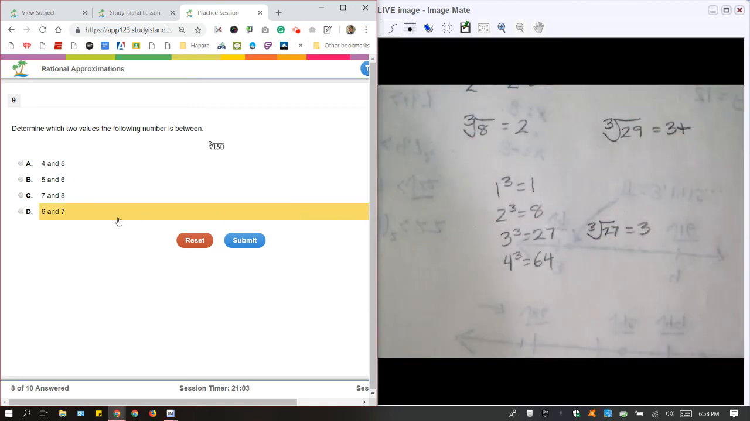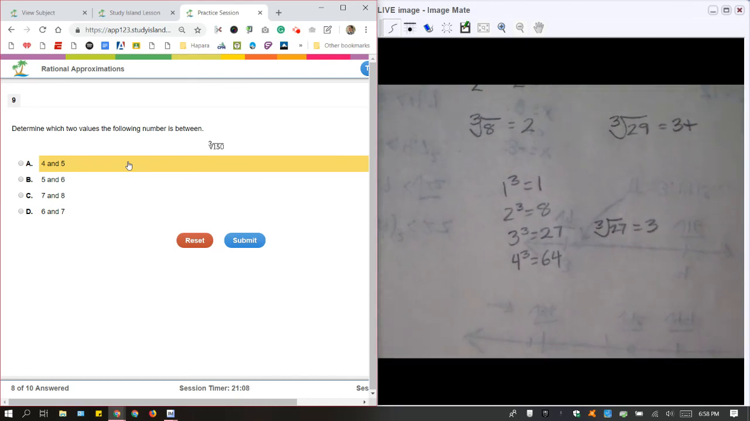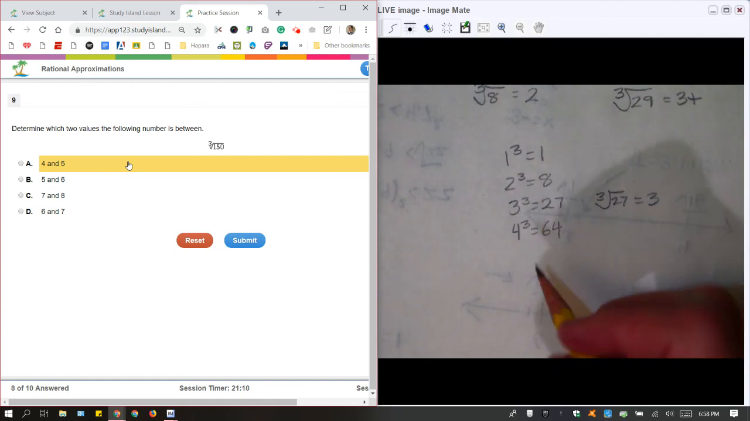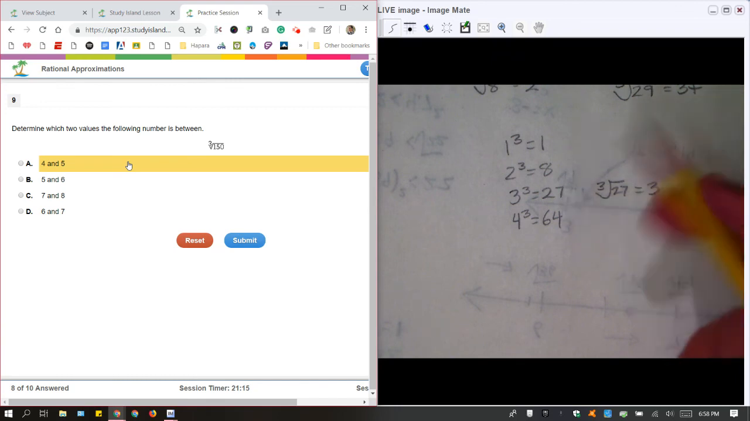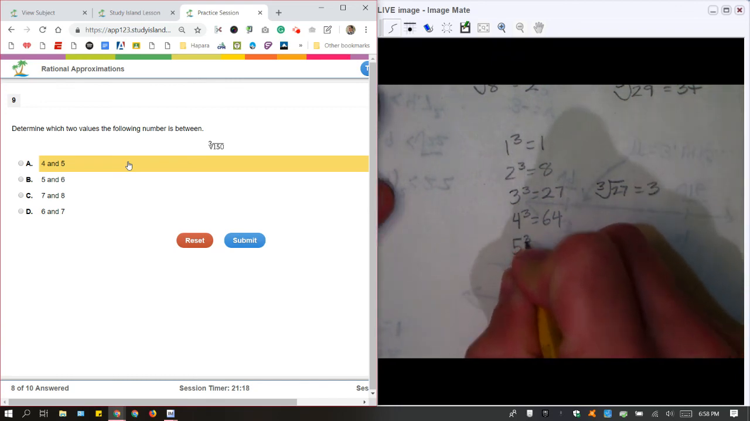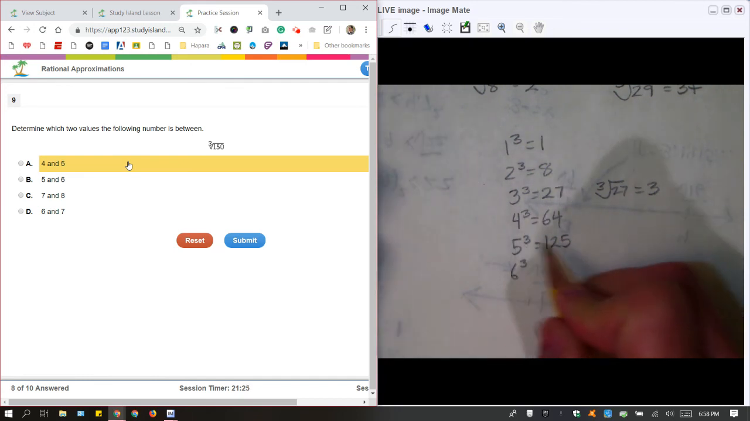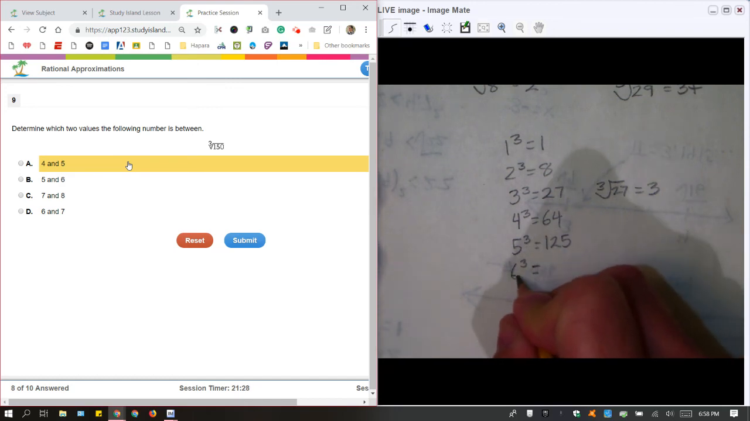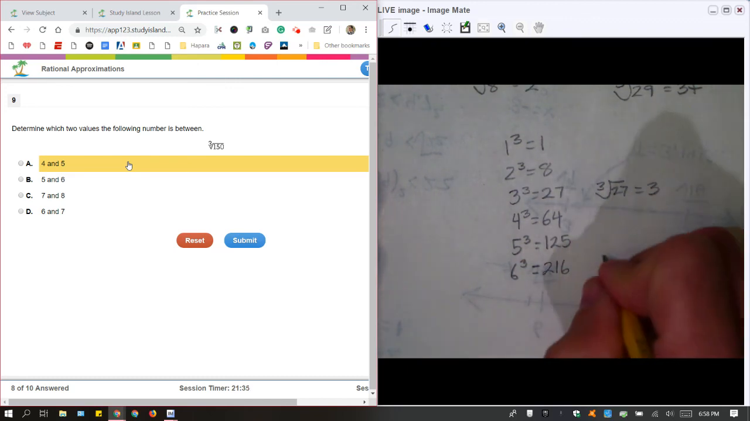Did we need a calculator to do that one? It wasn't asking us to be very specific. We could have figured that out with just a little bit of calculation, a little bit of knowledge of what the perfect cubes are. We've already got the perfect cubes 1, 8, 27, and 64. If we kept going, we wouldn't have to go very far. 5 times 5 is 25, times 5 is 125. And then 6 times 6 is 36, and 36 times 6 is 216. So these are our perfect cubes. 150 fits pretty squarely in between those.